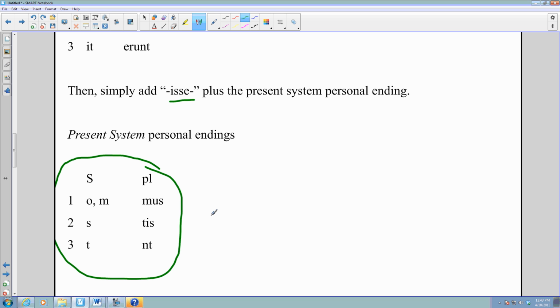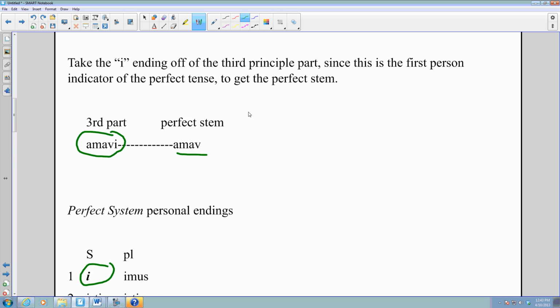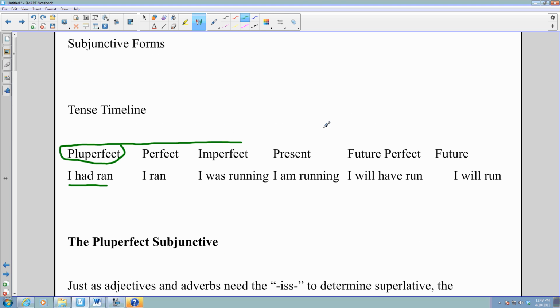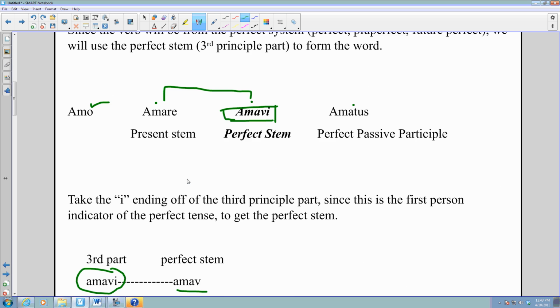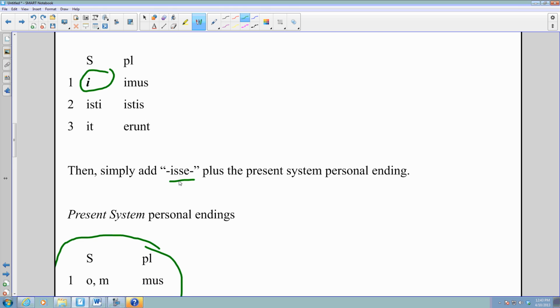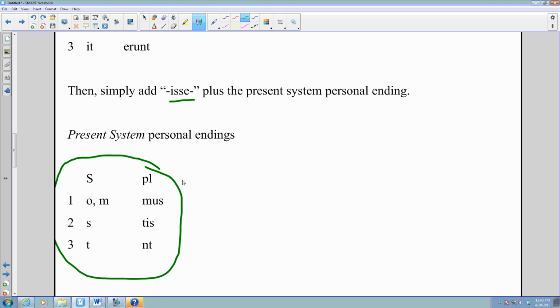You say, well, why aren't we going to use the perfect system endings? Remember, after we got through that perfect tense, all of the other perfect system tenses, pluperfect and future perfect, we use the -m, -s, -t, -mus, -tis, -nt endings. So that's nothing that we're not used to. We're going to use these personal endings right here to add to the word that we end up with.